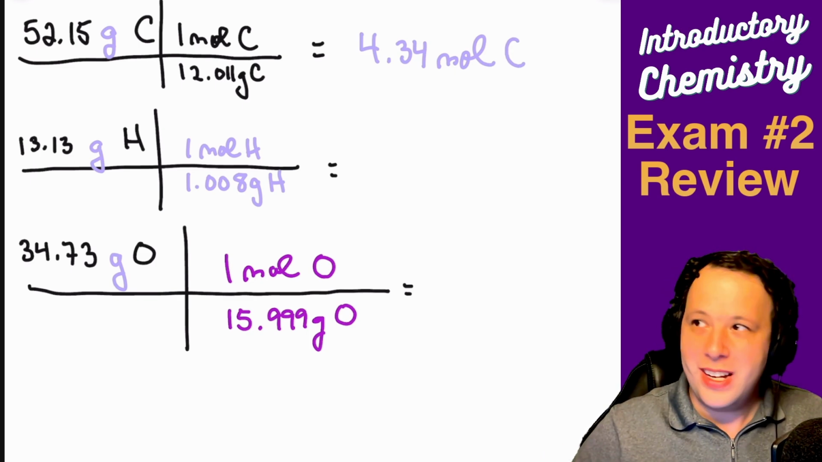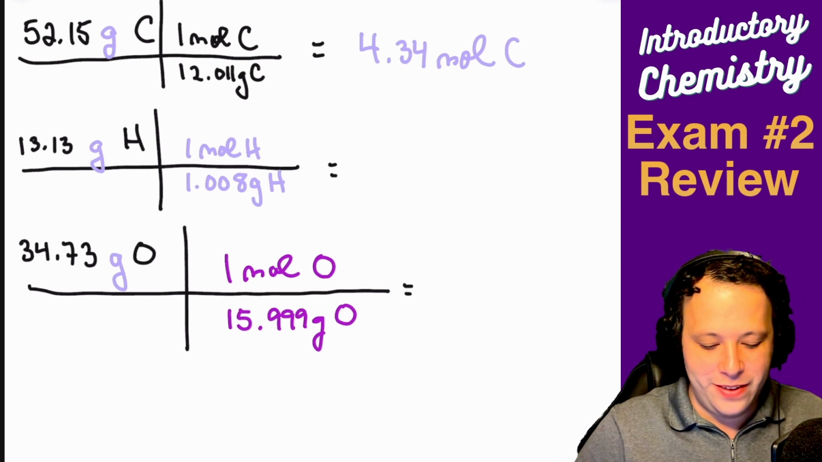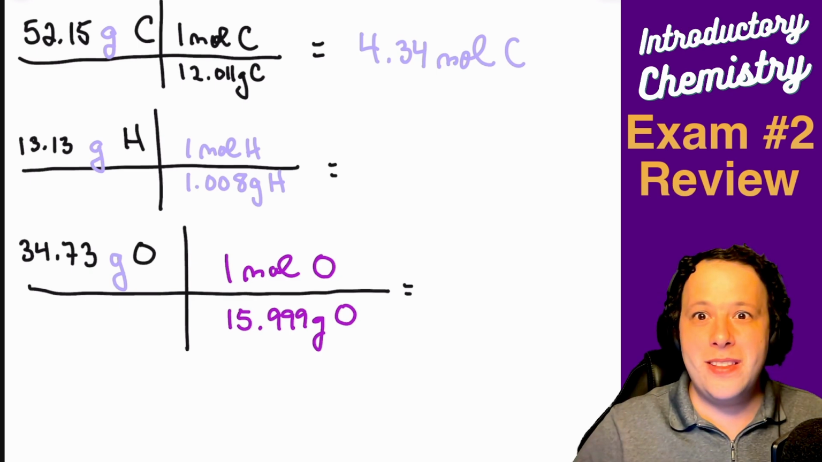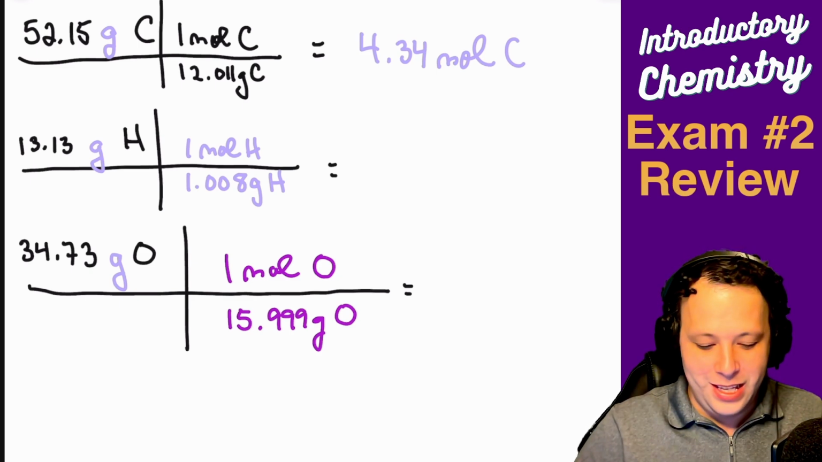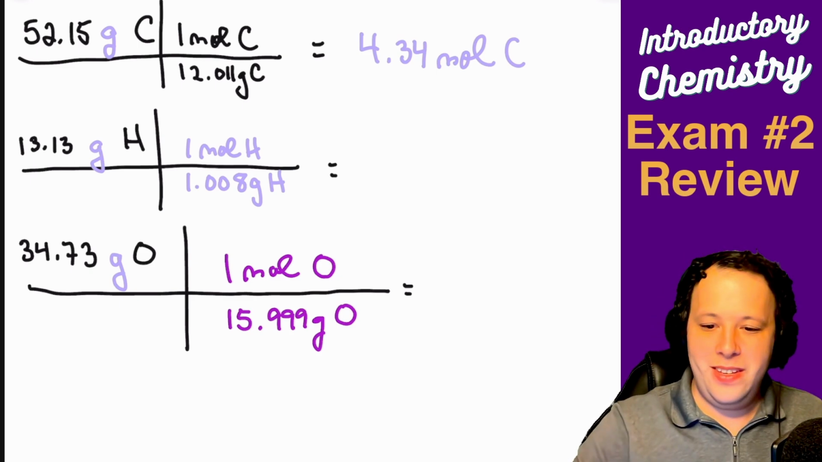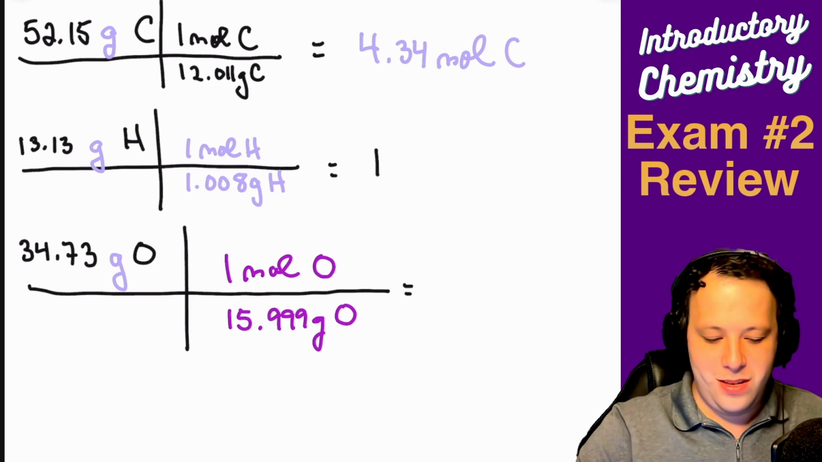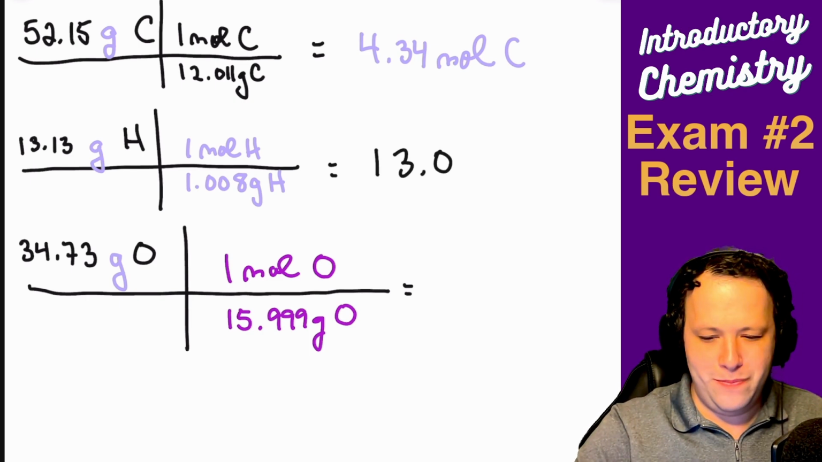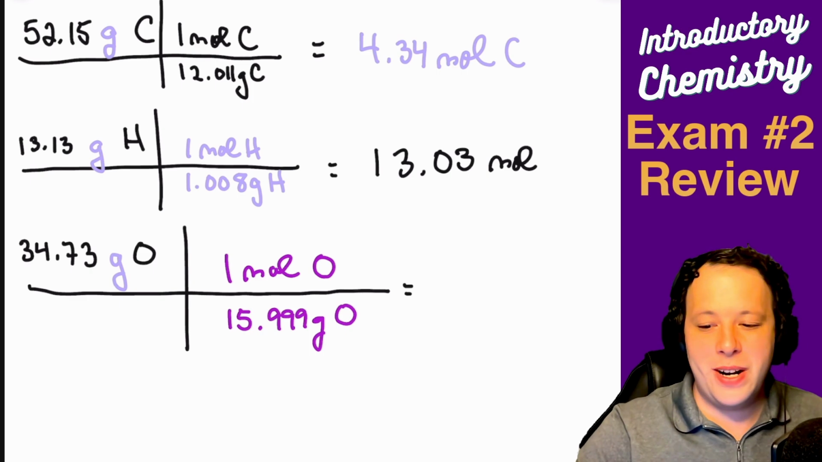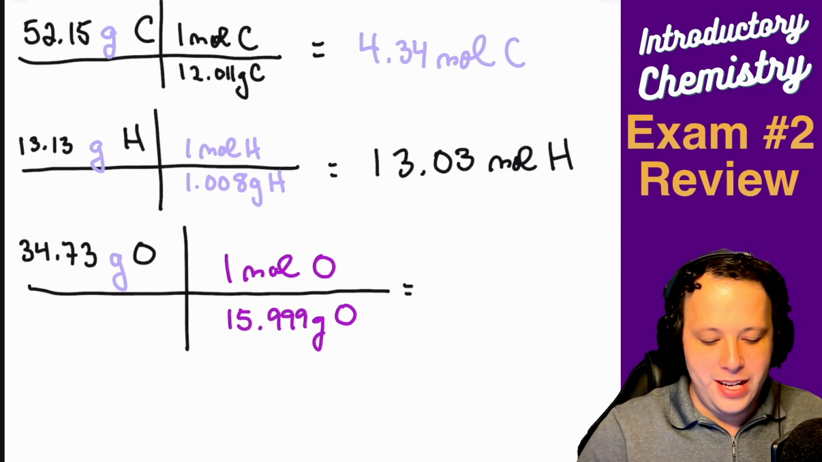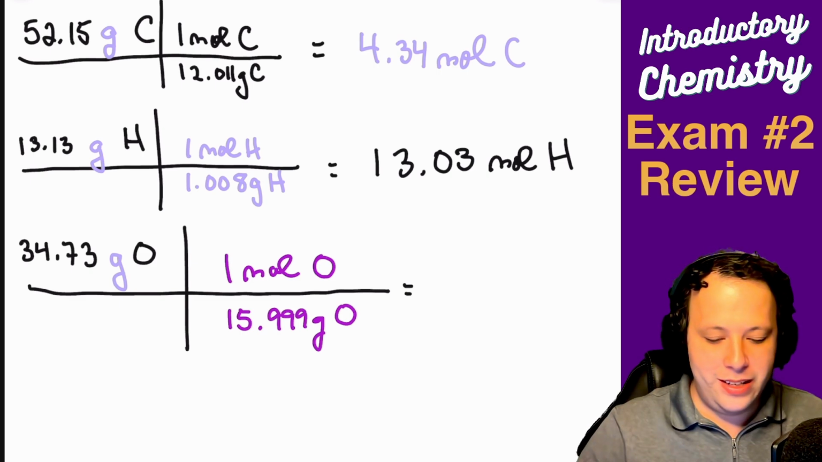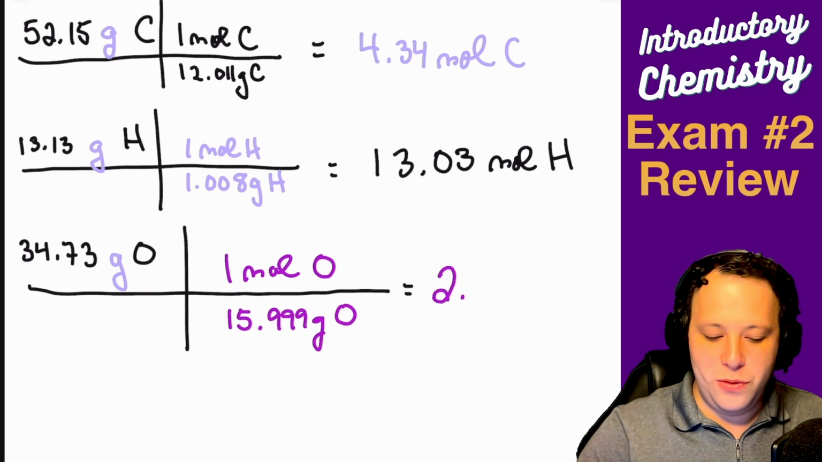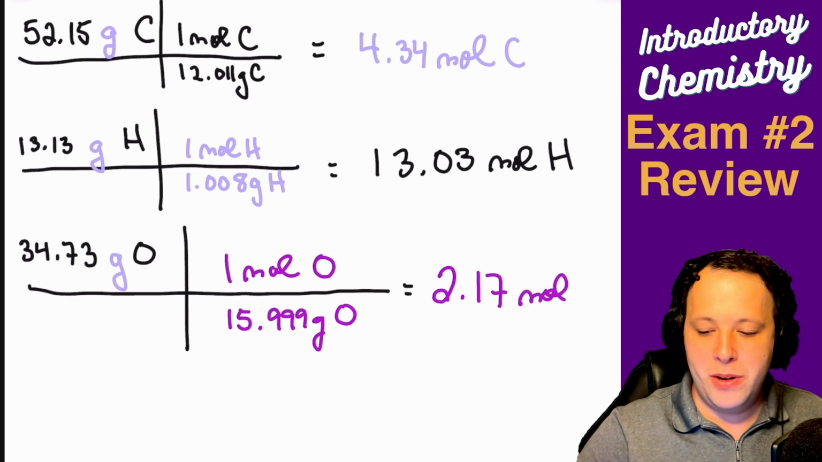Then for the next one, we would do the same kind of idea. So we're going to take 13.13 and divide that by 1.008. And we'll get about 13.03 moles. I'm just rounding it to make it a little easier for me to write down. Then the next one is 34.17 divided by 15.999. And we should get 2.17 moles.